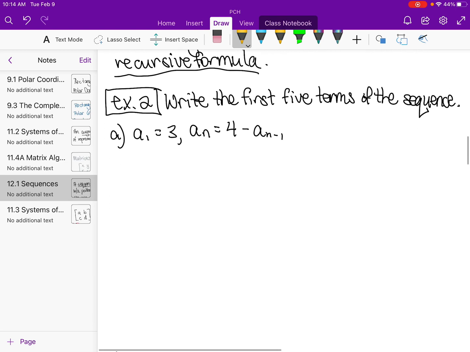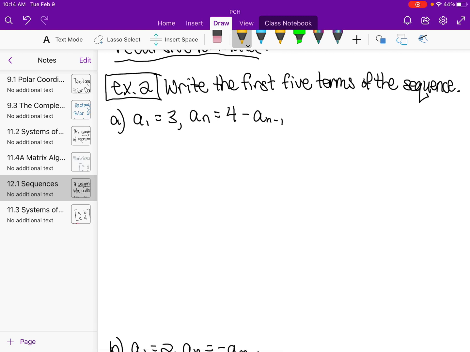So instead of talking about it in the abstract, let's do it. So if I'm going to write out my sequence, I'm going to have my answer over here. I'm already going to write my answer box. They already told me the first term is 3.